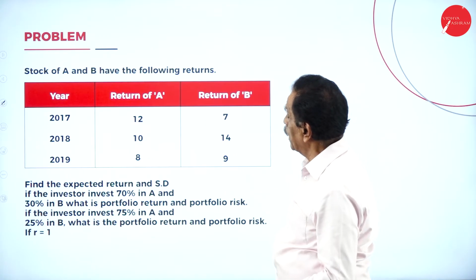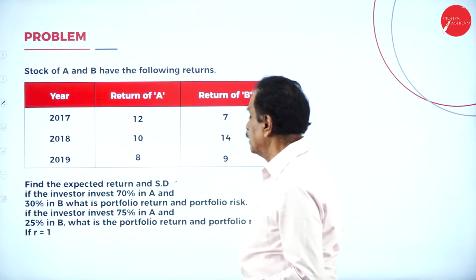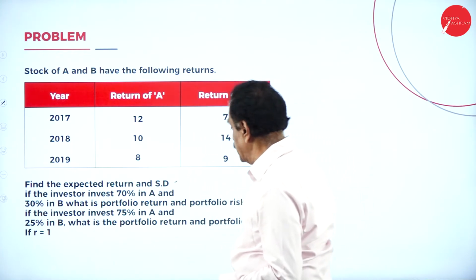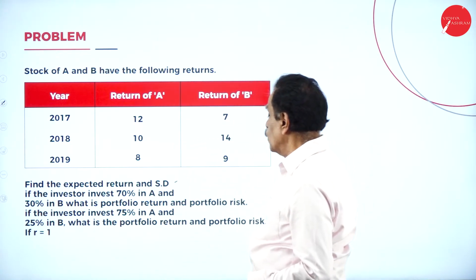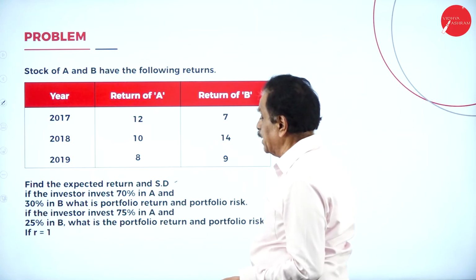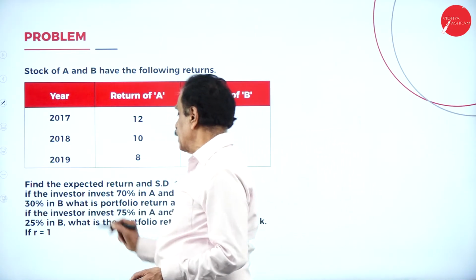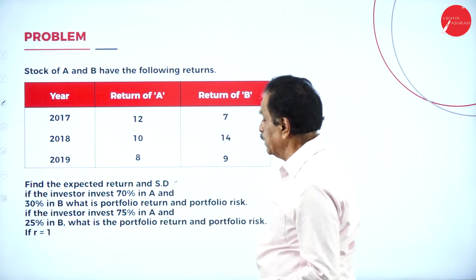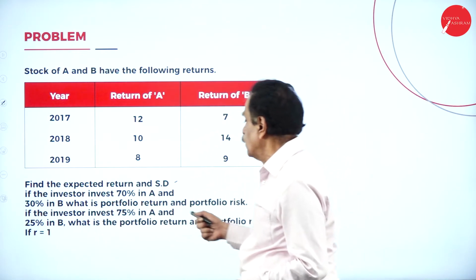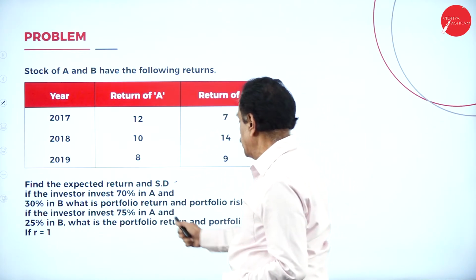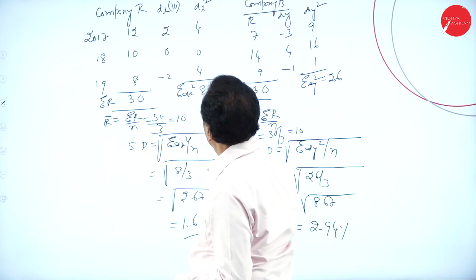Then what is the question they ask? If the investor invests 70% in A and 30% in B, what is the portfolio risk he is asking? So here, the investor invested 30% in B and 70% in A.